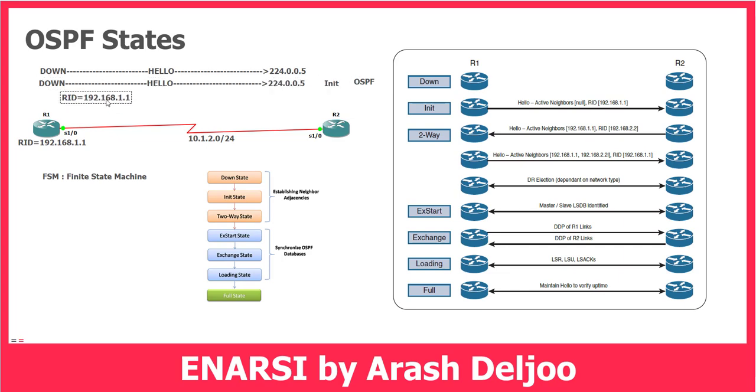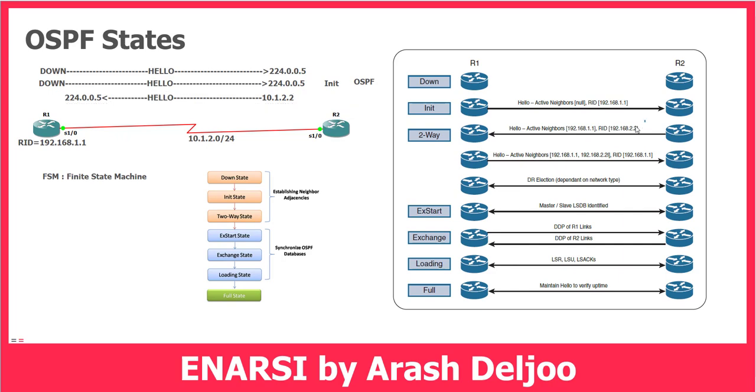This is the hello of router 2. The destination is again 224.0.0.5. And this is, for example, the OSPF hello. Here, you know that the source IP of the OSPF hello is the IP address of the outgoing interface. For example, here we have 10.1.2.2. And in the active neighbors of the received hello, we have null, meaning we don't have any neighbor.